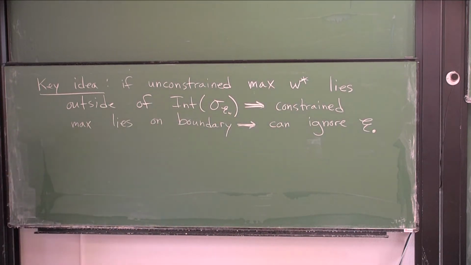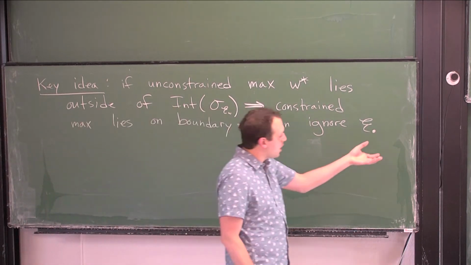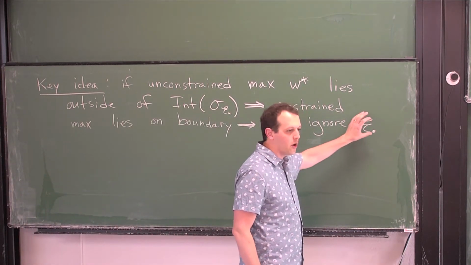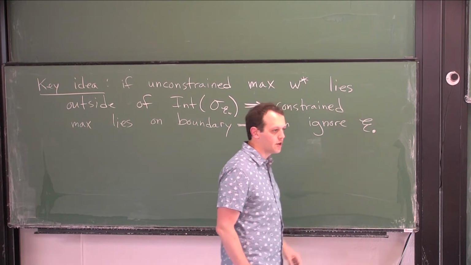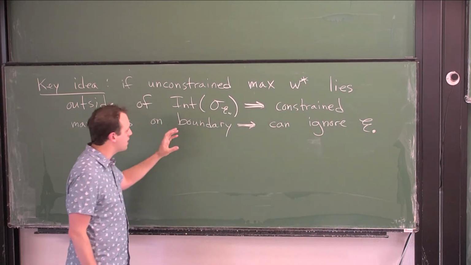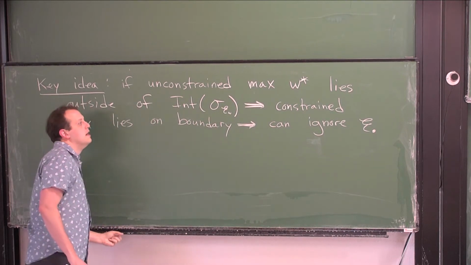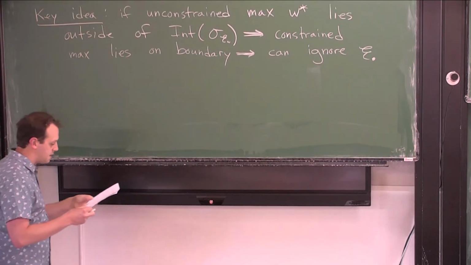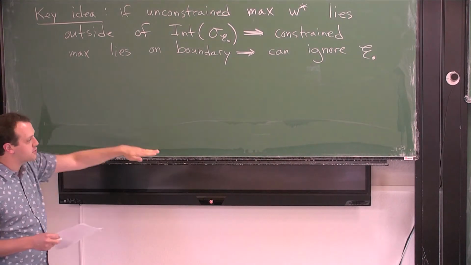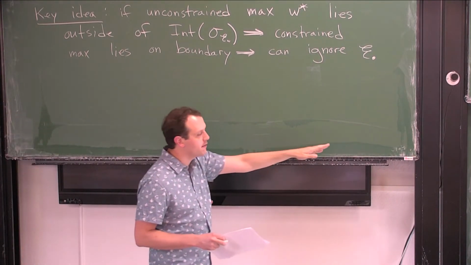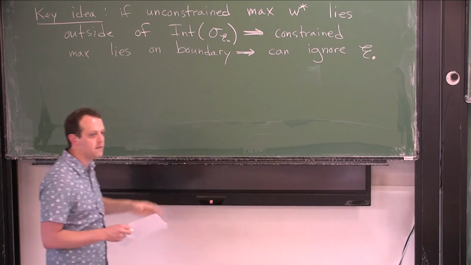So you want to argue that, with the exception of finitely many cones that can appear, I can ignore most filtrations. That's how this argument works, and this is the idea: look at the unconstrained max, and if it lies outside the constrained max, it has to be on the boundary. In other words, whatever point it is, it's captured by a different filtration anyway. So you might as well not even consider this filtration.